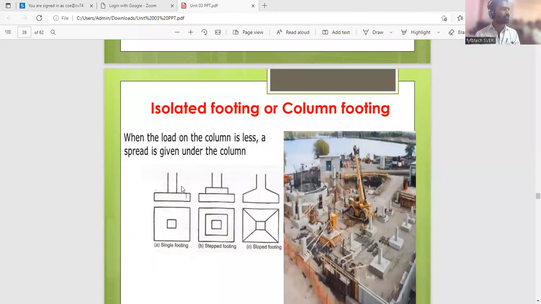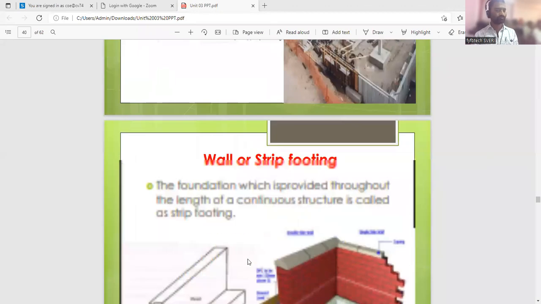First one is isolated footing, also called column footing. It means a particular footing is provided only for the column. That's why it is called isolated footing. In the isolated footing there are different types: single footing, stepped footing, and slope footing.